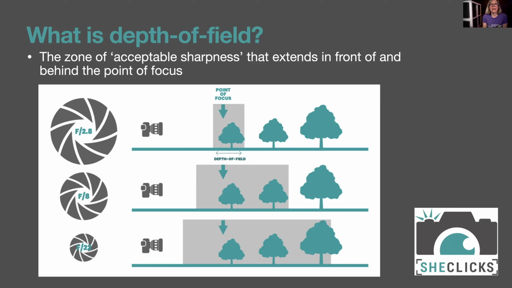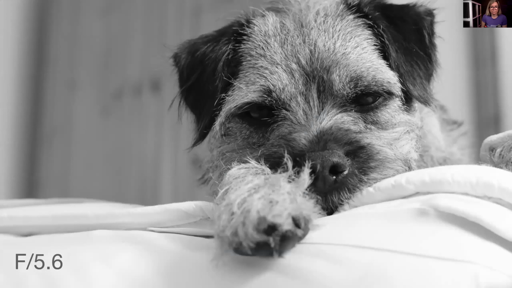That kind of breaks down with macro because it's all so narrow, it doesn't really make a great deal of difference. So I'm not going to go into depth of field in great depth, but it's just worth touching on because obviously it's really important for aperture selection. So now looking at a series of images shot at different apertures.